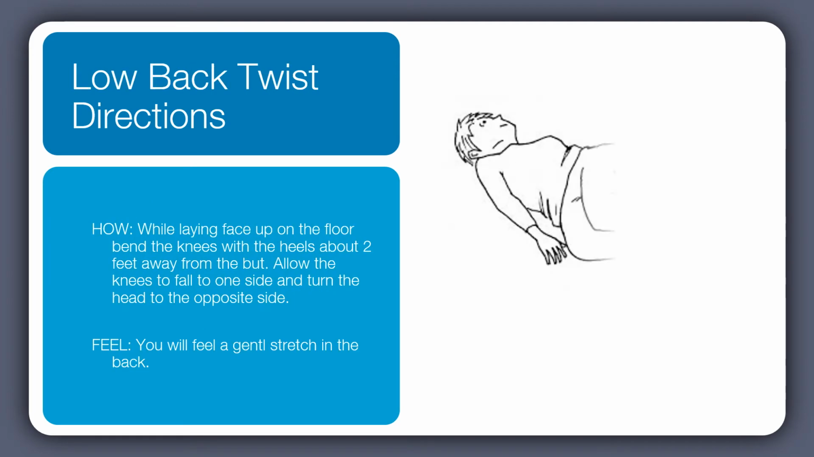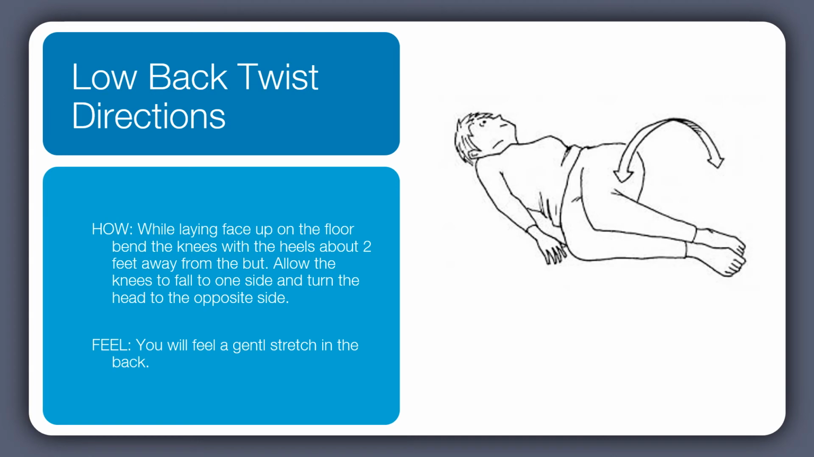So low back twist: you're on your back, bend your knees, and place your feet on the floor. The further away the feet are from the body, the gentler this stretch is. So in this picture, the feet are pretty far from the body, and then the knees go off to the side, trying to keep the torso on the ground so you get a little twist through the back.